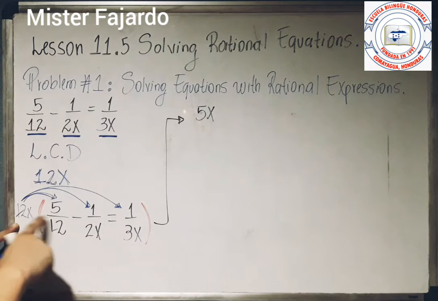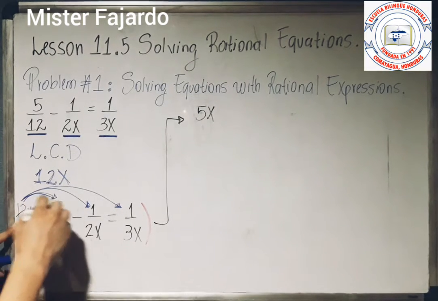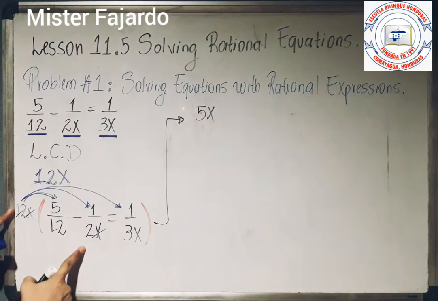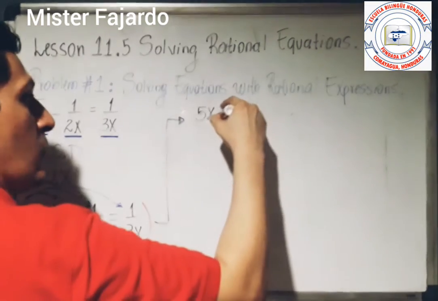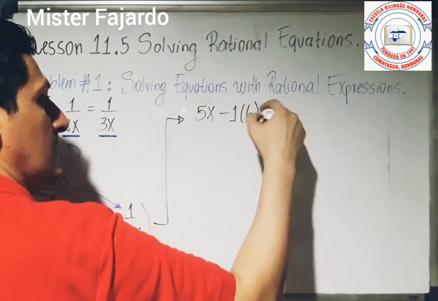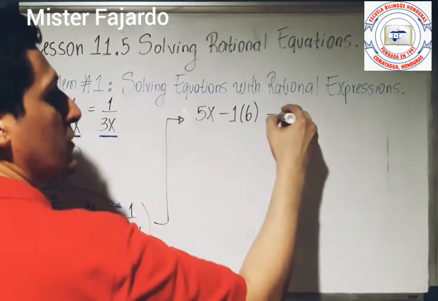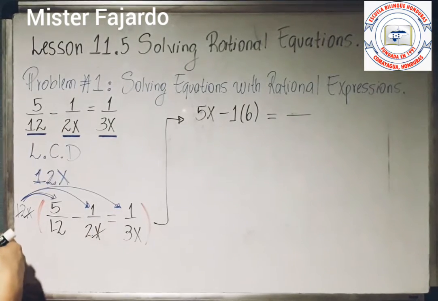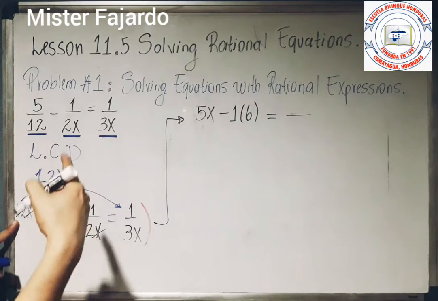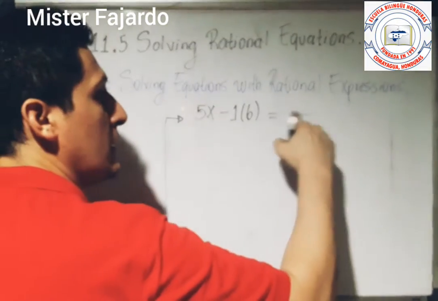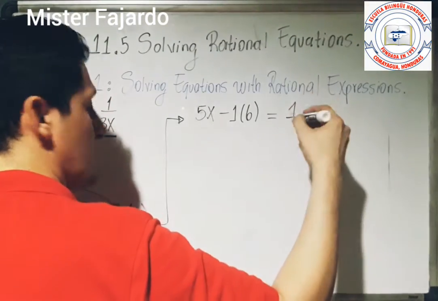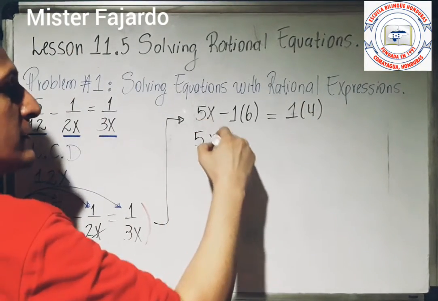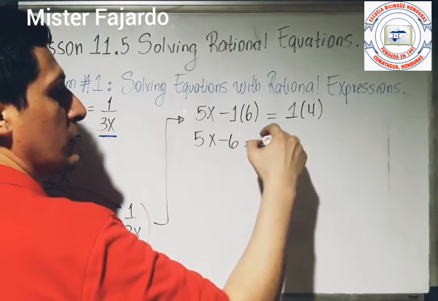Then when you multiply this times this, you can see that the variable x is going to be eliminated, and you are going to have 12 divided by 2, that is going to be equal to 6. You're going to have -1 times 6. Then you're going to have equal to, and x and x are going to be eliminated also. 12 divided by 3 is going to be equal to 4. 4 times 1. In this case, you're not going to have a fraction, just 1 times 4, okay? Then you're going to have this, 5x minus 6 equal to 4.